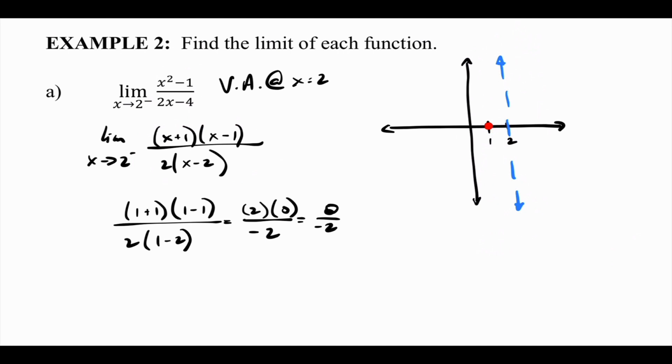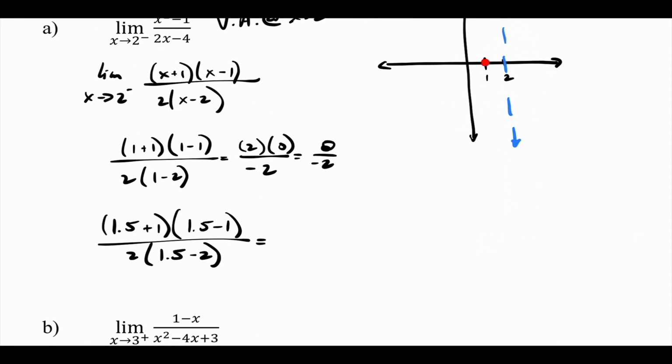So now I'm going to plug in a number between 1 and 2: 1.5. Do the same thing I just did, except I'm going to plug in 1.5. I don't really care what the actual number is. I just want to know if it's positive or negative, right? It's not hard math. It's a little decimal math, but it's not hard.